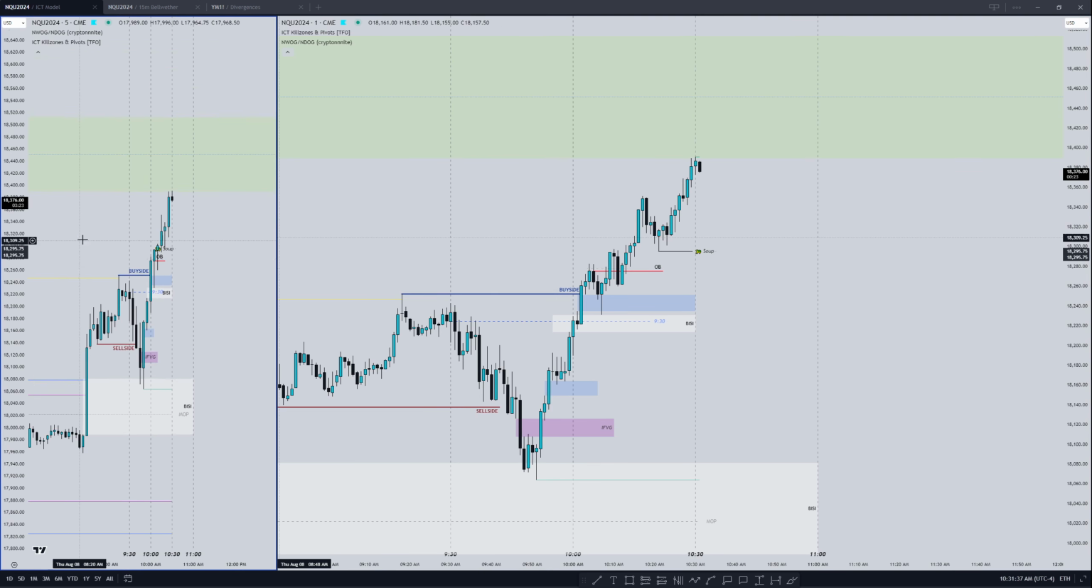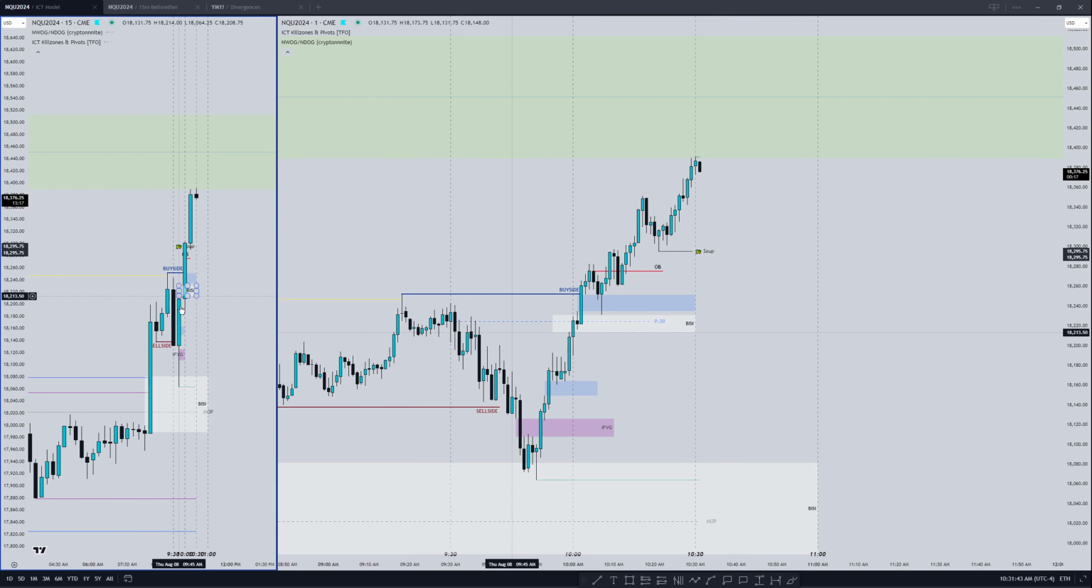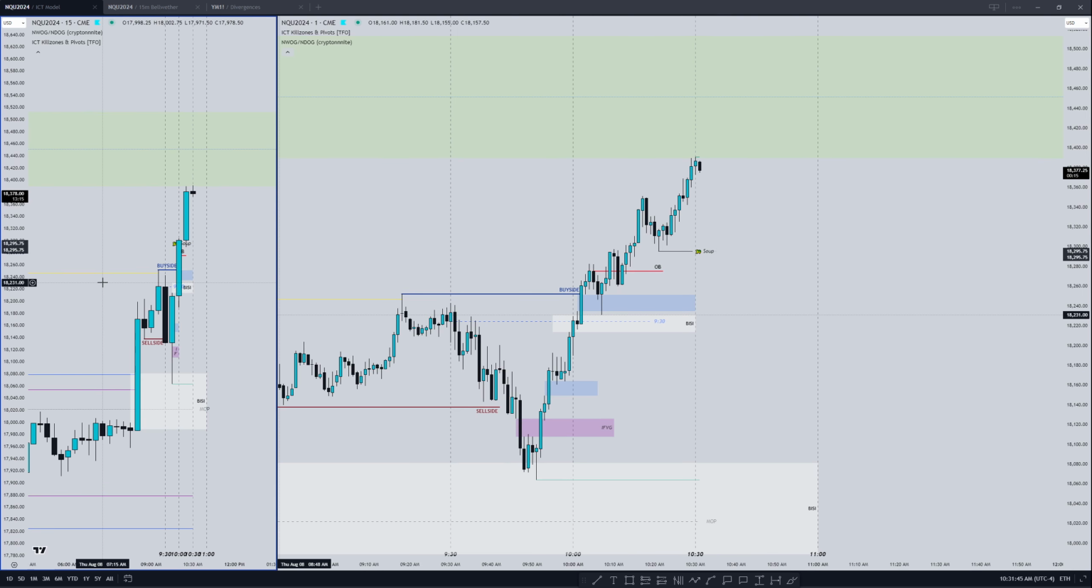And look at the displacement we're getting on the 5-minute. Clean, just leaving inefficiencies in its wake. The 15-minute chart too. Yeah, that's just beautiful. Huge inefficiency there.